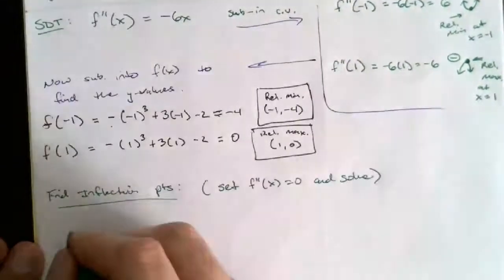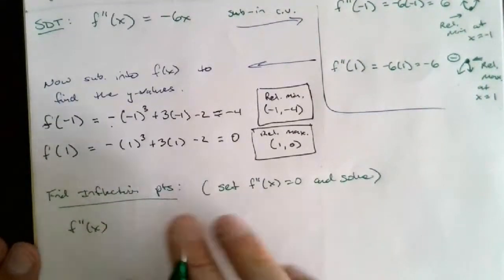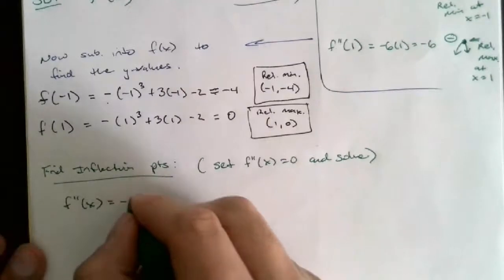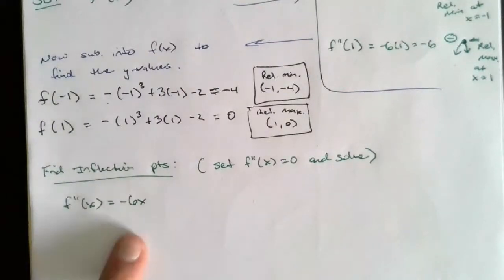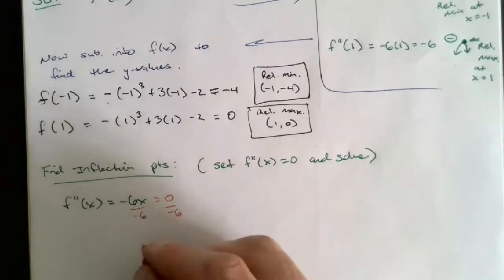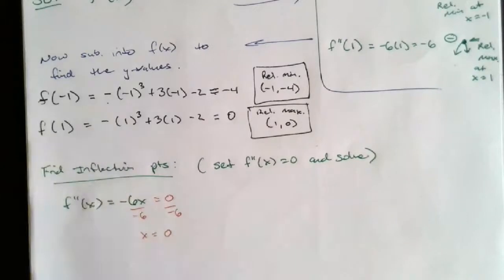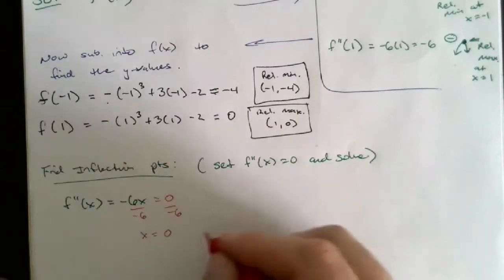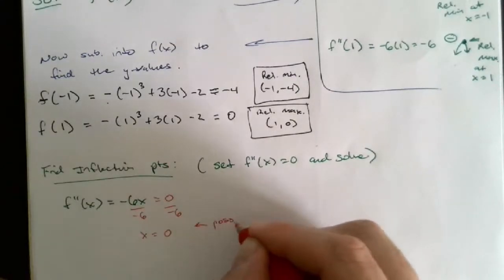So we know f double prime of x is equal to -6x. We want to find where this is undefined or where it equals 0. It's never undefined, so I don't have to worry about it. Where does it equal 0? Well, how do you solve this? -6x equals 0. You divide by -6 on each side. You end up with x equals 0 divided by a number is just 0. So you get x equals 0. So this is the possible inflection point.